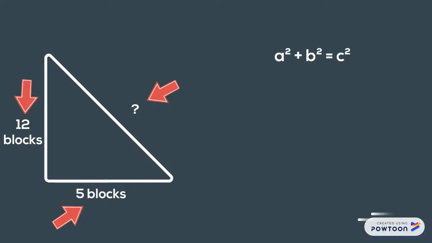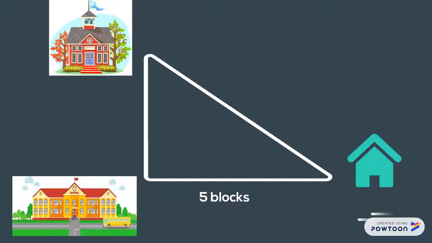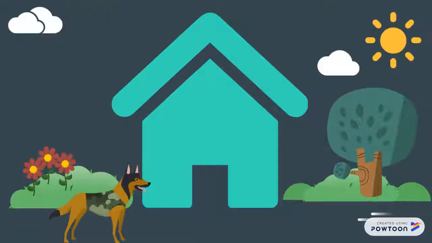Now we have 12 squared plus 5 squared equals c squared, which is 144 plus 25 equals c squared. 144 plus 25 is 169. Then we take the square root of each side, which cancels out the c squared, and end up with 13 equals c. So we know the distance from the high school to the house is 5 blocks, the distance from the high school to the elementary school is 12 blocks, and the distance from the elementary school to the house is 13 blocks. Well, that's the end of this problem.